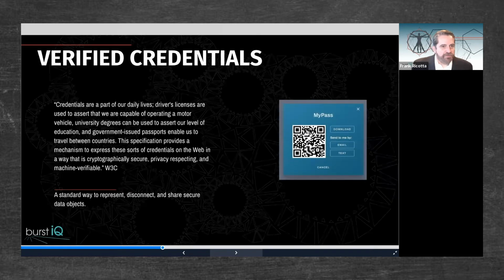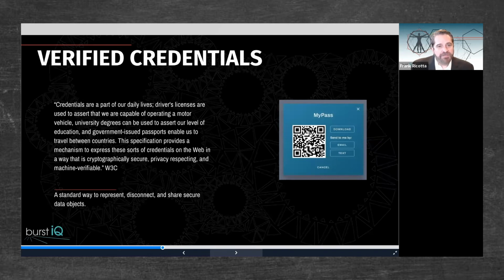Okay, verified credentials. Verified credentials is a World Wide Web Consortium standard, a W3C standard. There are still some variations in the core standards, but they're beginning to solidify around distributed identities. We work with an organization called GLEIF, which is a legal entity identifier for businesses, mostly outside of the US, but we're starting to see it get adopted within the US.